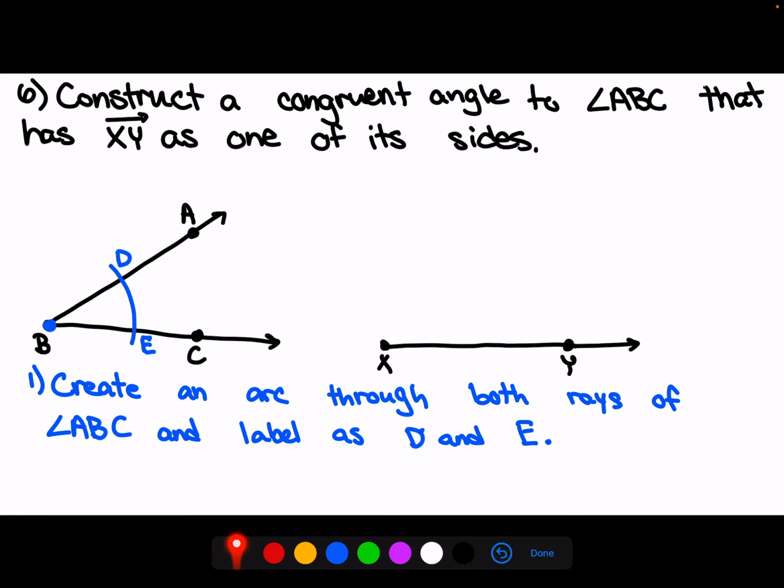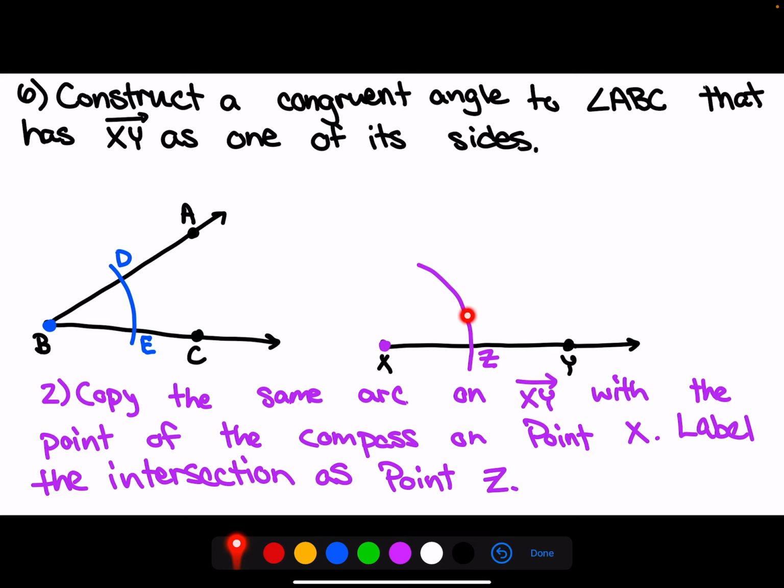Do not change the distance of your compass. I now am going to place the point of my compass on point X, and I'm going to create the same exact arc. So I should have congruent arcs now. So the blue and the purple arc should be the same. I label that point of intersection as point Z.